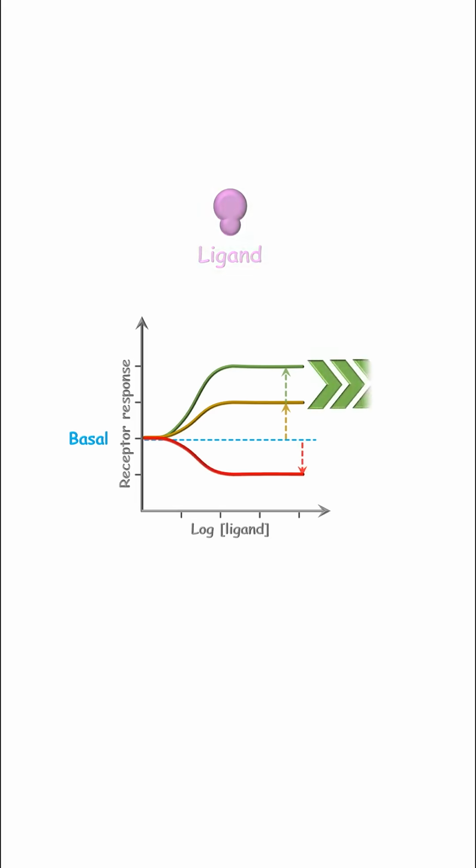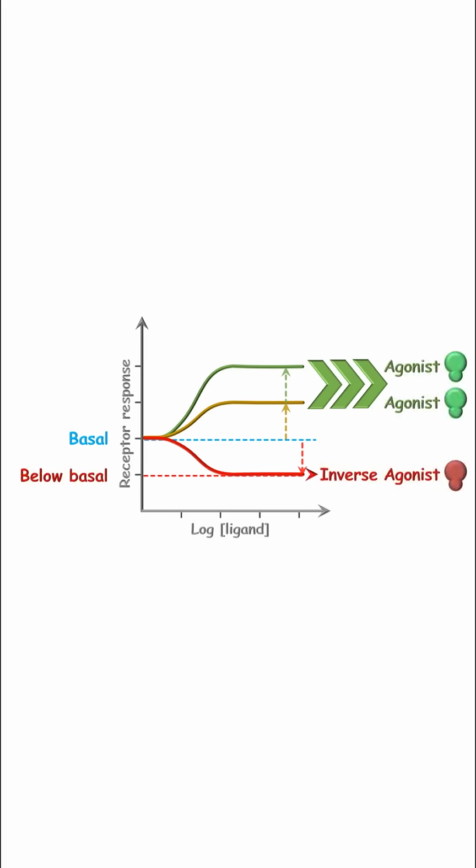Those that activate the receptors and produce a response above the basal activity are the agonists. The ligands that suppress the basal activity are called the inverse agonists. Among the agonists, ligands that produce a maximal response are called full agonists. If the response is only submaximal, even when receptors are fully occupied, the ligands are called partial agonists.